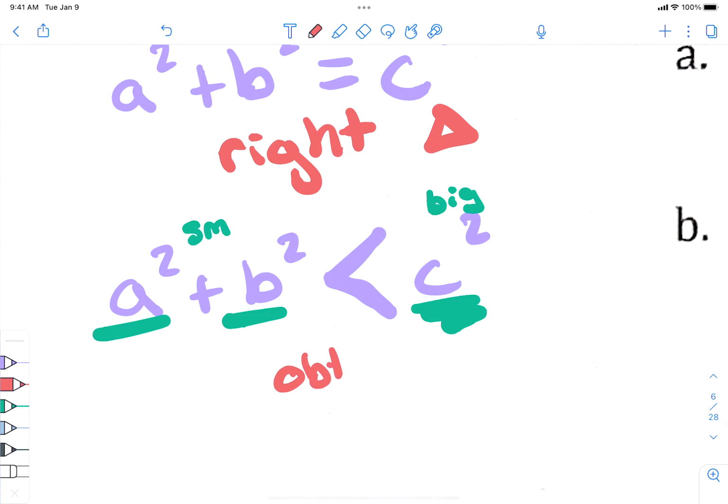So I can use the Pythagorean theorem to tell me not just right triangles, but obtuse triangles, okay? Do you see why that works? The two smaller ones added together are still smaller than the big side, right? That means I have one side that's really big, okay?